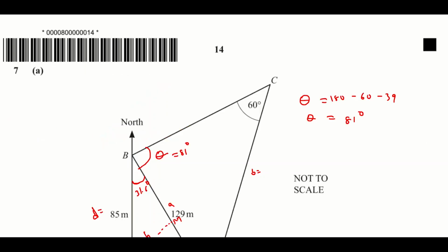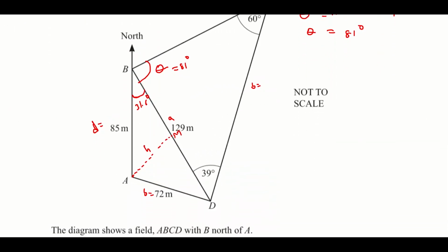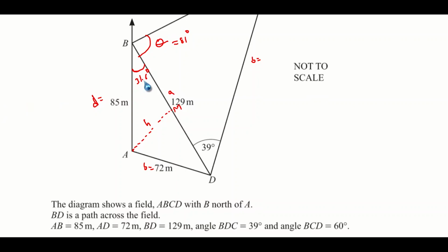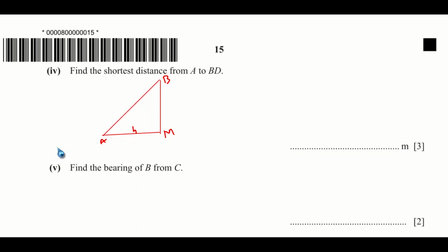Okay, if you go back to the diagram here, so we have the angle here, 31.6. We have 85. Okay, so I want to get H here, so this is 85. So let's go back here. So here I have 85 here, and the angle here is 31.6. Okay, so this is opposite and this is hypotenuse, so this one is the right angle.